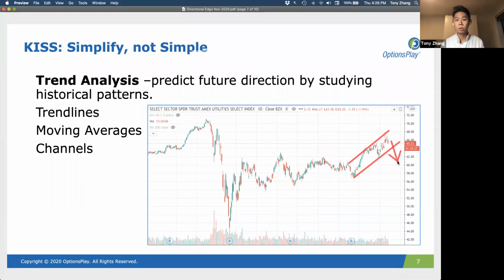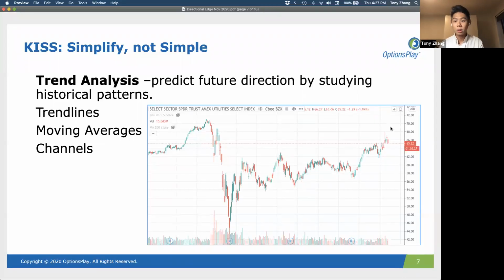Now, what I want to show you is not only how we go about doing this, but how OptionsPlay automates some of this work for you. But the primary use of these trend analyses is to gain the view as to whether I think the stock or ETF is going to go higher, go lower, or trade sideways. Because based on those three outcomes, I would choose an appropriate strategy for it.